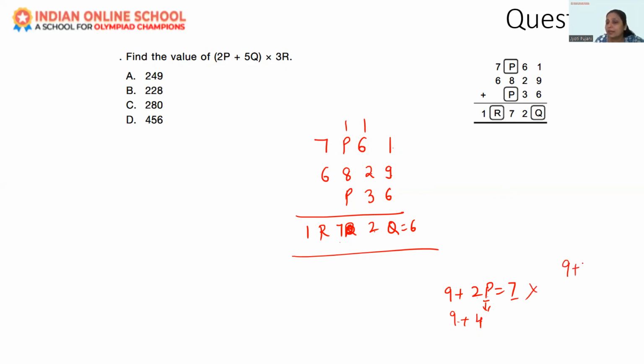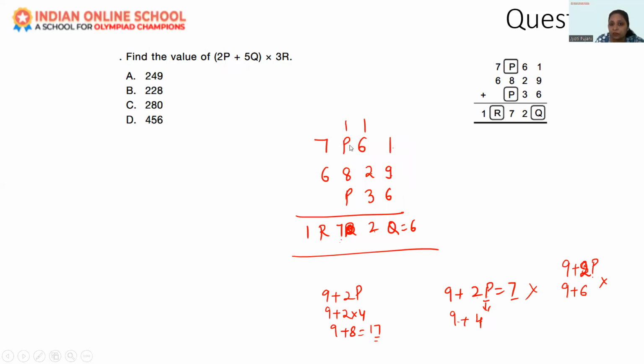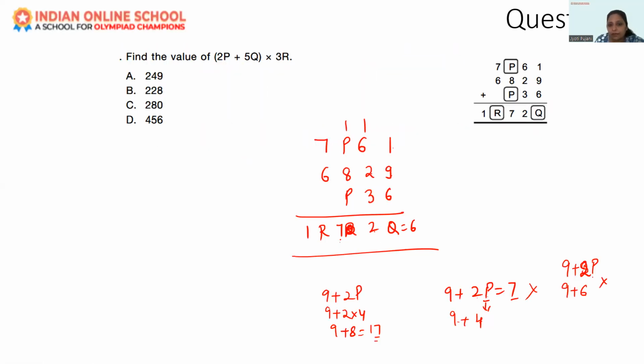Then I will write the value of p as 3. 9 plus 2 times 3 is 6, that's 15. Not possible. If I write p as 4, 9 plus 2 multiplied by 4, 9 plus 8, that's 17. So 7 is here. It means p is 4. So I will write p as 4 here, and p as 4 here.